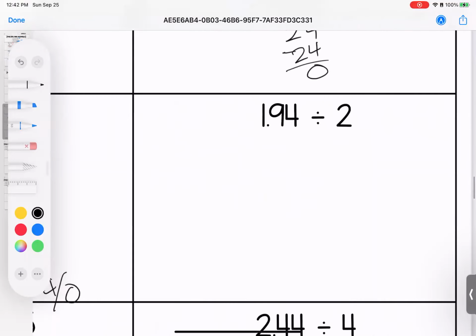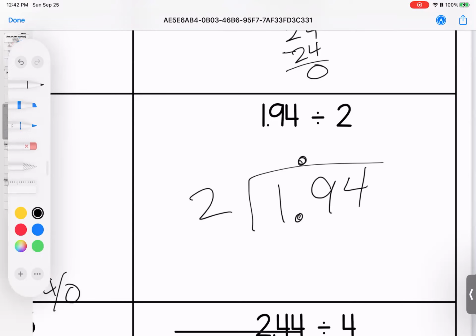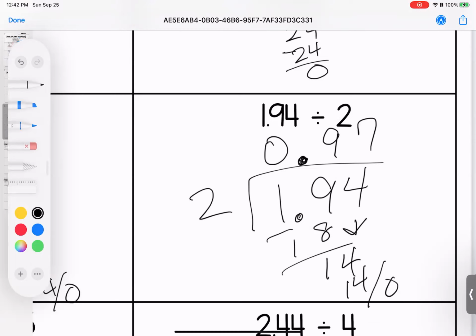If you need to pause this and look through it again, please do so. Remember, if you have questions, you can always bring them to class. This one does not have a decimal outside, so we start with our division. Does 2 go into 1? Oh, decimal up in the answer. 2 go into 1? No. Does 2 go into 19? Absolutely 9 times, because 9 times 2 is 18. Subtract and get 1, bring down my 4. 2 goes into 14 7 times. My answer is 97 hundredths.